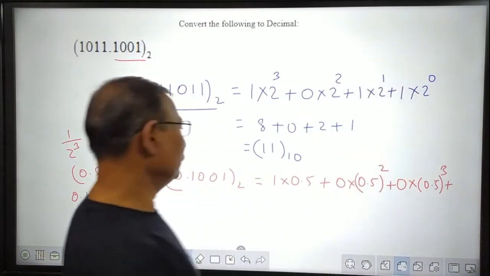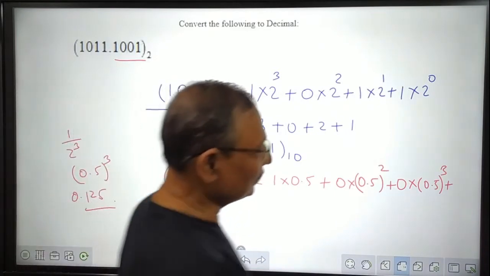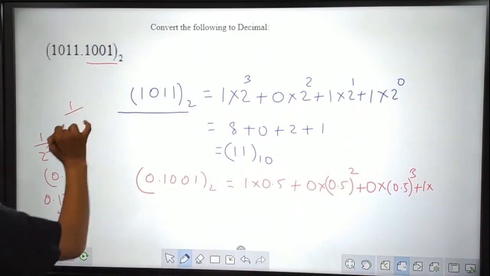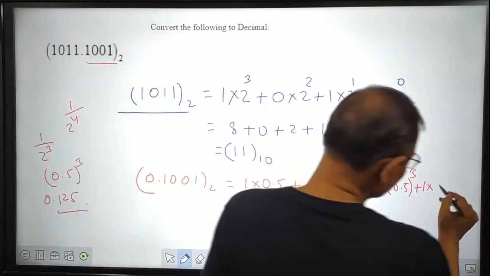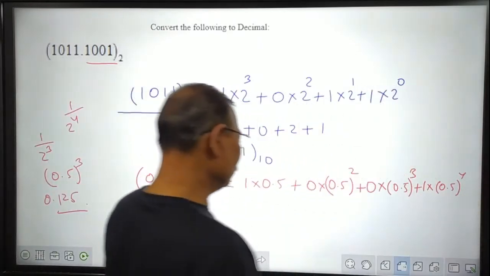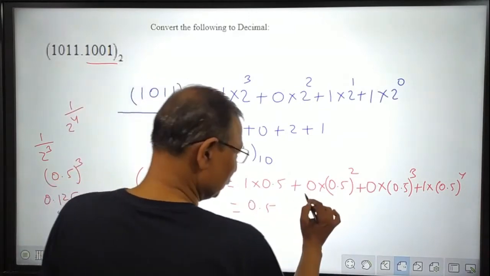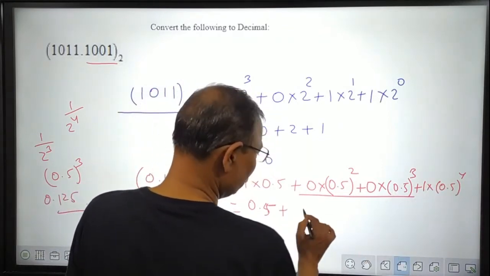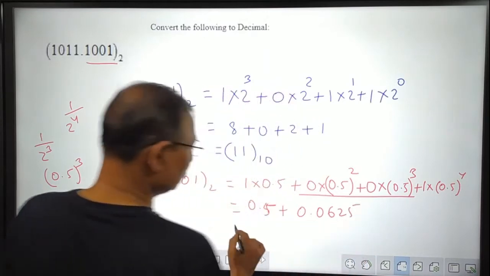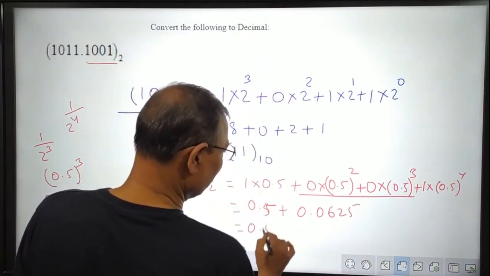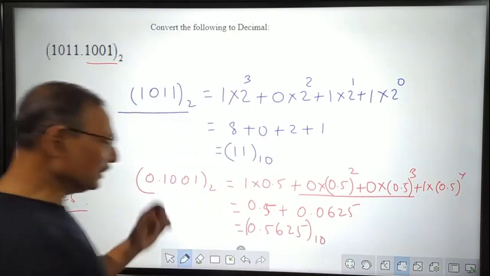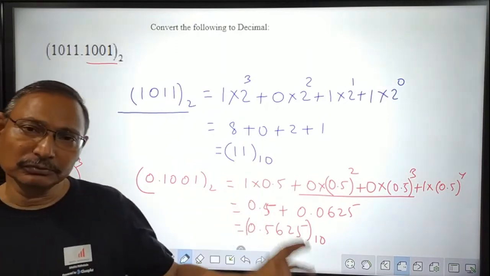And finally this 1 we multiply by 1 by 2 to the power 4, that is equal to 0.5 to the power 4. Finally you can get the answer 0.5. These two give us 0, so I'm not writing them. This one will give us 0.0625. So finally we got the number as 0.5625. Okay, so this is the converted fractional binary number into a decimal fraction.